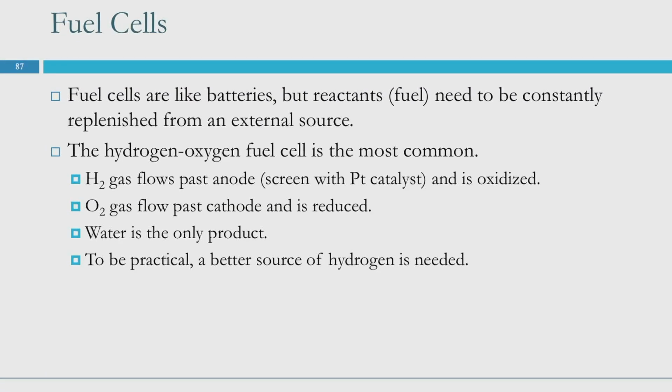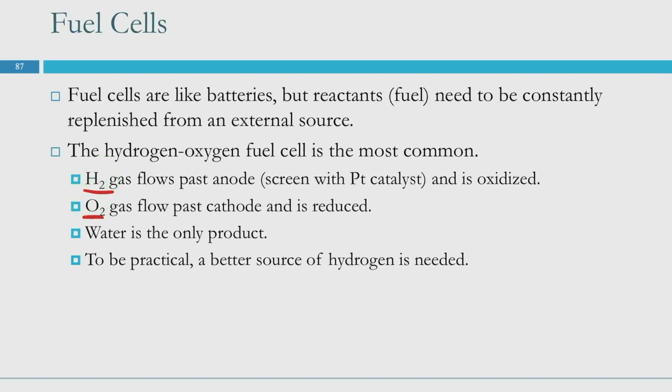There's also slightly newer, these are becoming a little bit more popular, fuel cells. So fuel cells are like batteries, but your reactants, your fuel, needs to be constantly replenished, so you have to pipe in your reactants. The hydrogen-oxygen fuel cell is the most common. So you'll take H2 gas, flammable, O2 gas, also flammable. You run the H2 gas past an anode, a screen with a platinum catalyst, and that gets oxidized. The oxygen gas, which you could get from the environment, flows past the cathode and gets reduced.